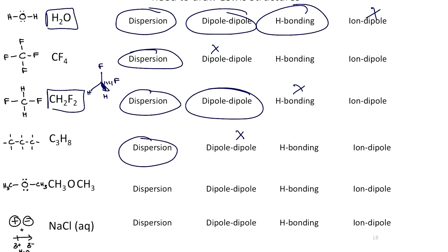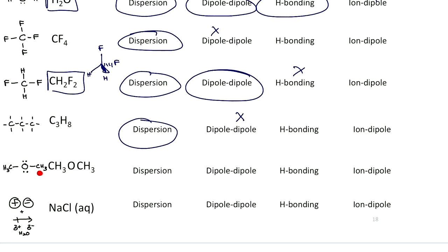Okay. What about this molecule? So this is an ether. It's oxygen bonded to, instead of hydrogens, 2 methyl groups. Does this have dispersion? Yes. Does it have dipole-dipole? Yes, because basically this molecule looks like water. It's just that instead of the hydrogens, you replaced them with a carbon. But is it exactly like water? Can it participate in hydrogen bonding?